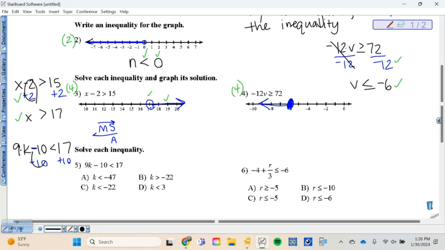And so we have 9k is less than 27. Very good. And then we divide by 9. Do I have to flip the inequality this time? No. So k is less than 3. There you go. These ones are just 1 point.